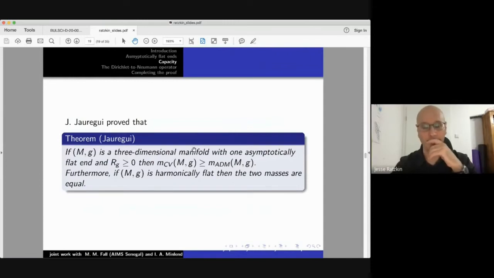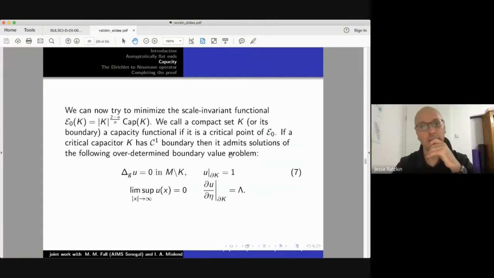Okay, and then very recently, I think this was earlier this year, Jeff Jaggery proved that this capacitory notion of mass is always greater than or equal to the ADM mass. And if you have enough decay, the two notions of mass agree. Okay, so given that we have this nice functional, I can try to minimize it.